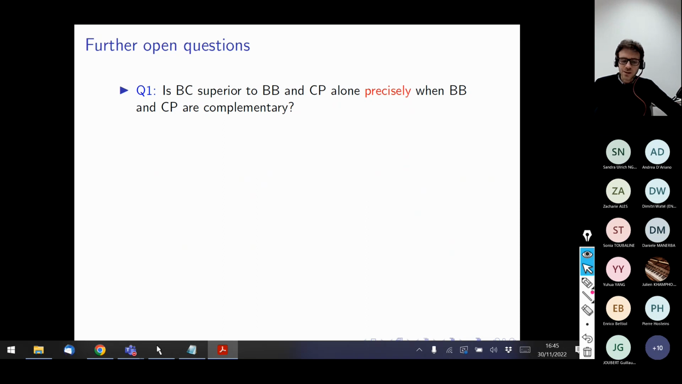Can one prove that if there are instances in which branch and cut exponentially beat branch and bound and cutting planes, then branch and bound and cutting planes are complementary to each other? We don't know the answer. We have some partial answers, but not satisfactory answers.